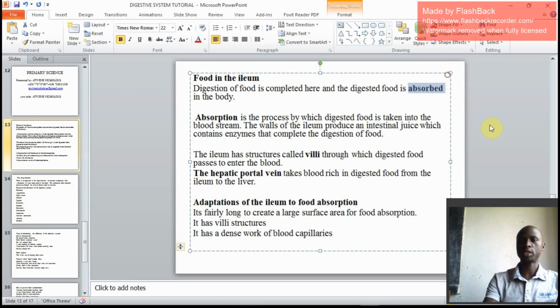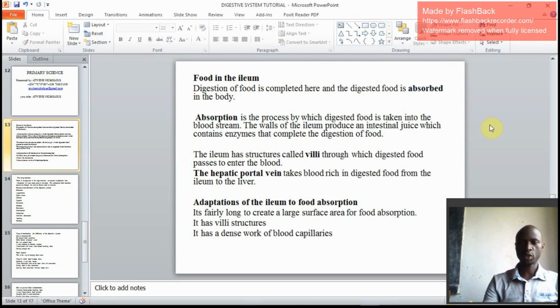It's not digestion, because digestion is the breaking down of food substances. But it is in the ileum where food joins the bloodstream. So we must say that it is in the ileum where absorption of food occurs, not digestion. I repeat, absorption of digested food occurs in the ileum, and that's the process that occurs in the ileum.